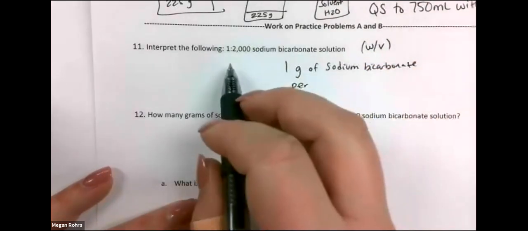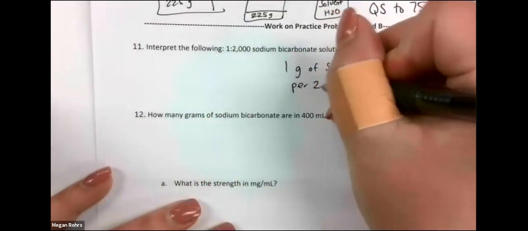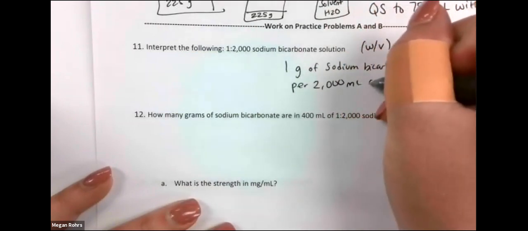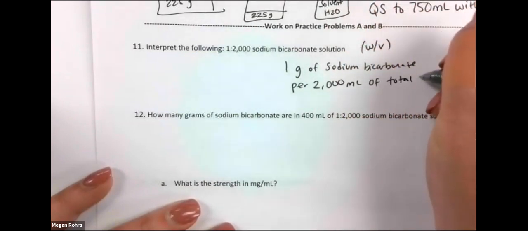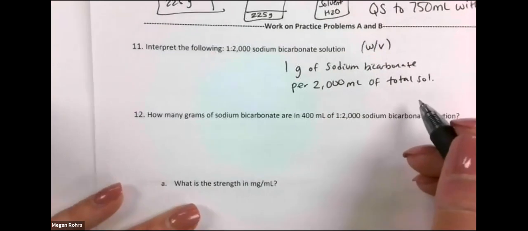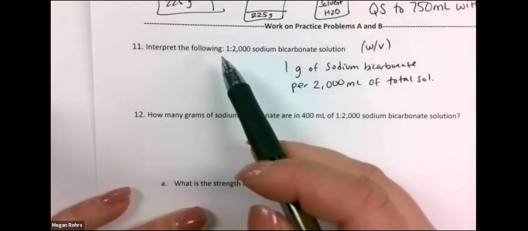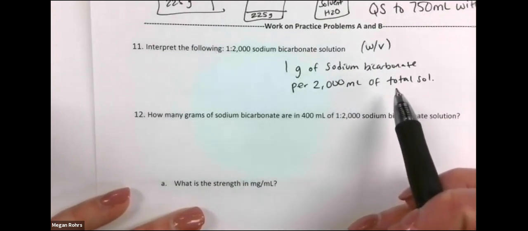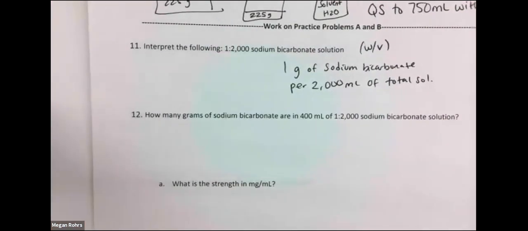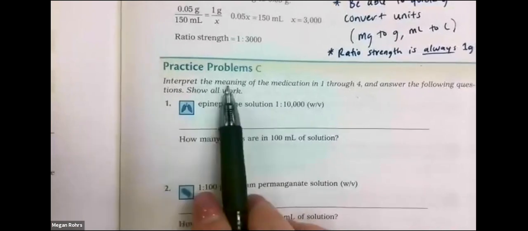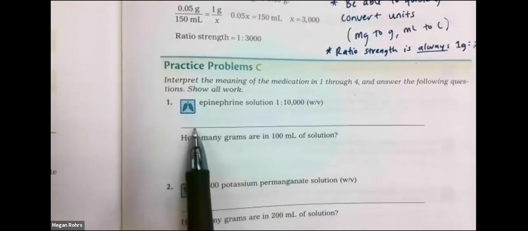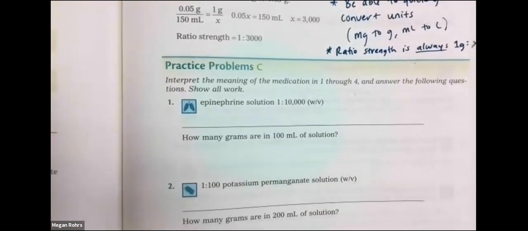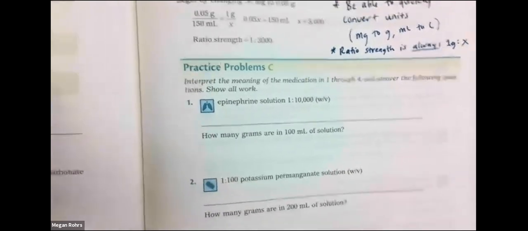per 2,000 mils of total solution. So that's just me rewriting this ratio in words here. And that's what you're going to want to do for practice problem C in your book. So practice problem C says interpret the meaning of the medication. So on these lines, that is how I want you to interpret, okay?